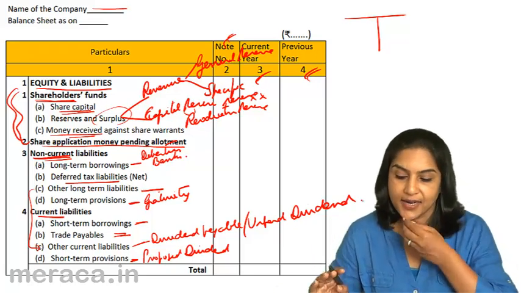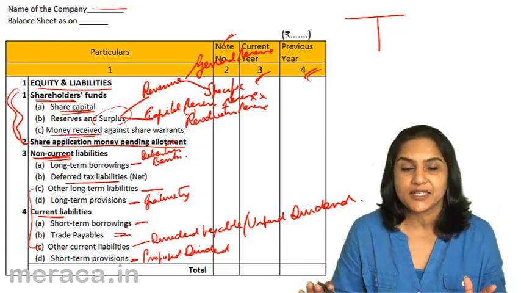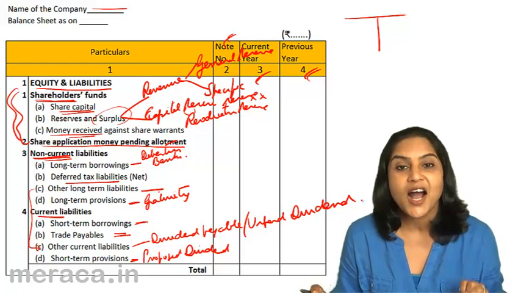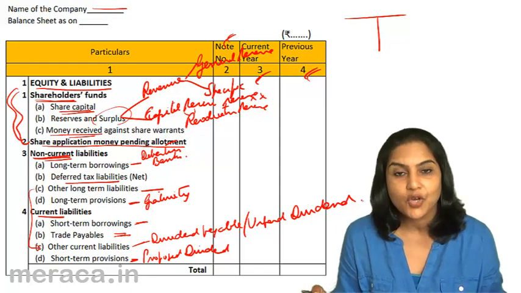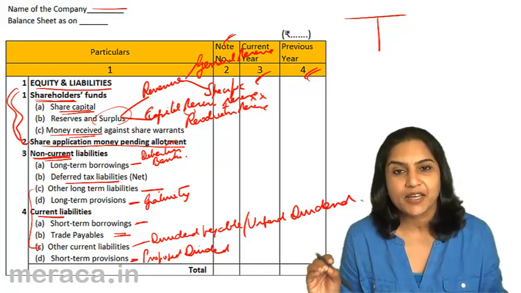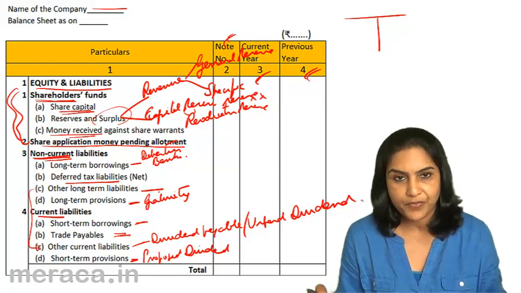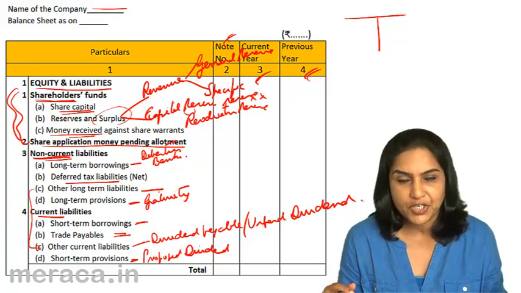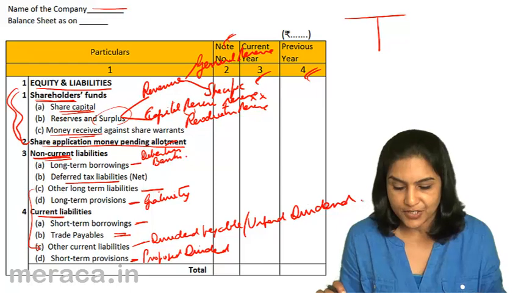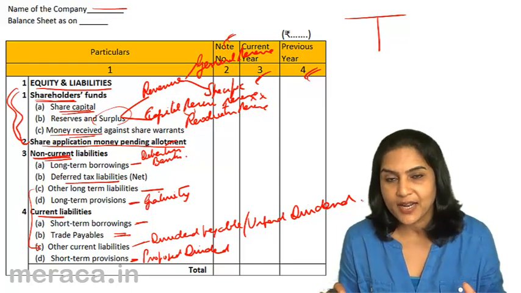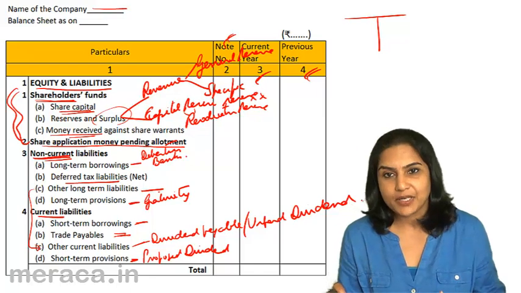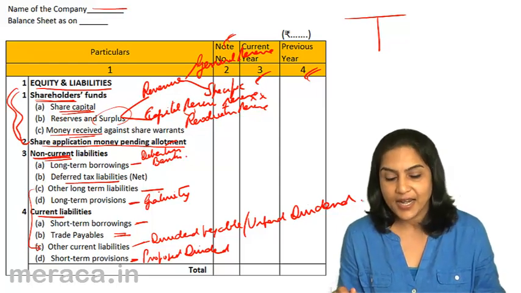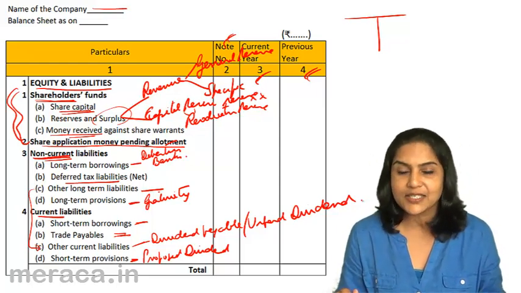So what does the equity and liability side of the balance sheet look like? Equity and liabilities, we start off with the shareholders' funds. Under the shareholders' funds, we have share capital, reserves and surplus, and any money which has been received against share warrants. We have another item called share application money pending allotment. Shares have not yet been allotted, money has been received. Next, we have non-current liabilities, and then we have current liabilities. Under non-current liabilities, we could have long-term borrowings, deferred tax liability, other long-term liabilities, and long-term provisions.